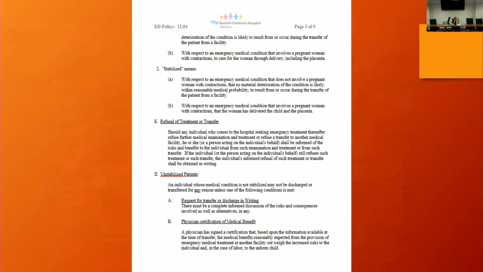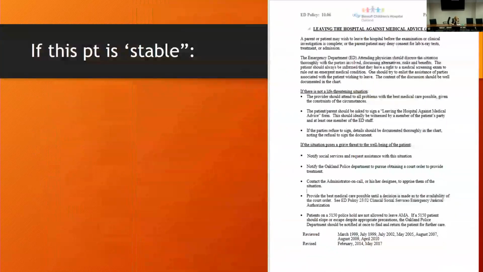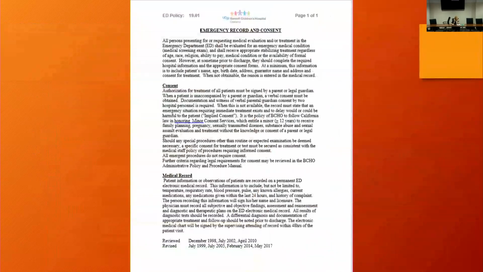And in the other situations, it's the AMA form, and that's our AMA policy. And basically, I think if the patient is stable and you document that, you can have them sign out AMA. It's not a good protection. No, it's not worth the paper it's written on.